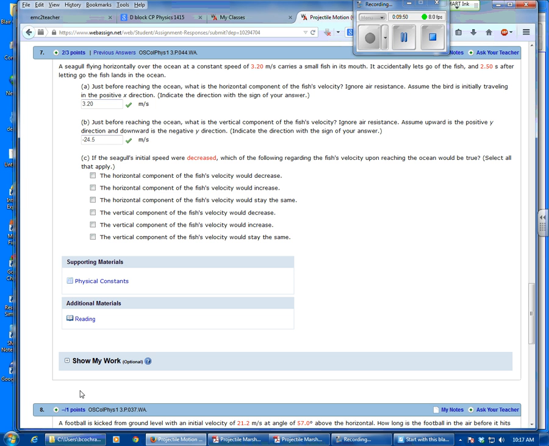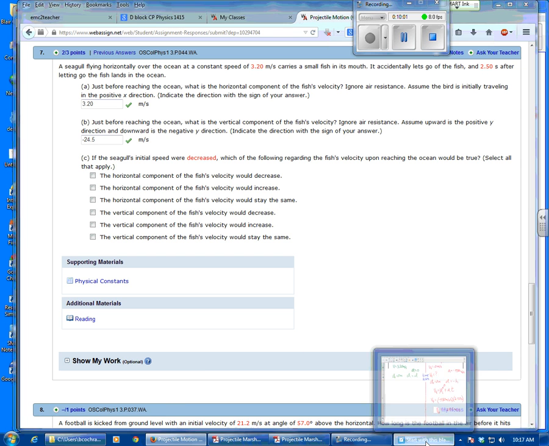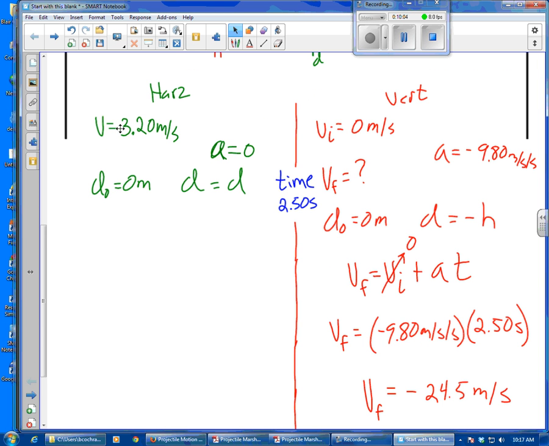If the seagull's initial speed were decreased, which of the following regarding the fish's velocity upon reaching the ocean would be true? So let's look. If that 3.2 was different, is it going to affect the vertical? Does it affect the vertical velocity at all? Does the horizontal affect the vertical? No. Does the horizontal affect the amount of time? Not in this case. Remember the cannon.